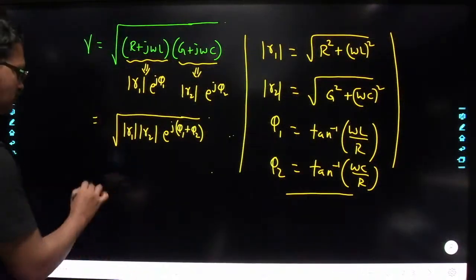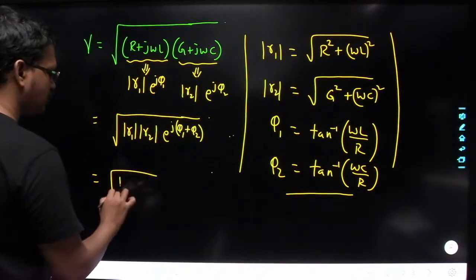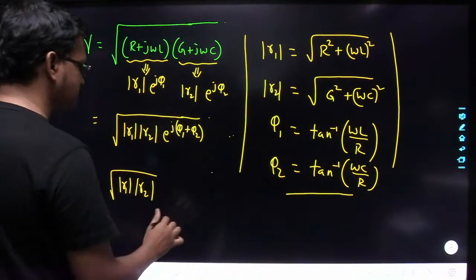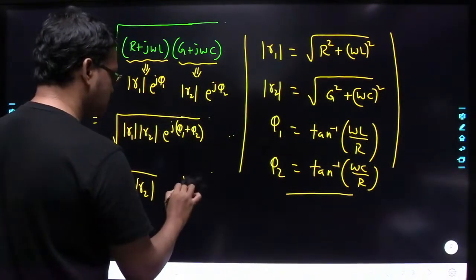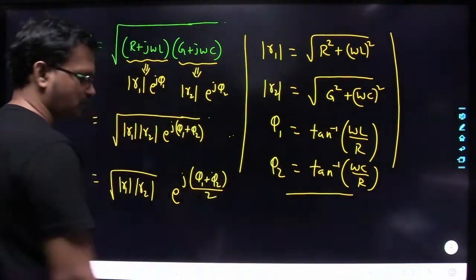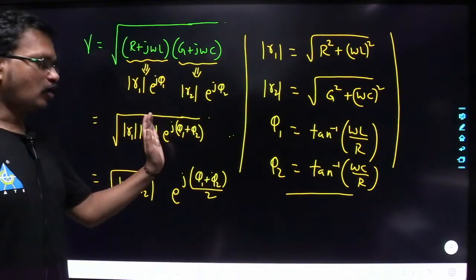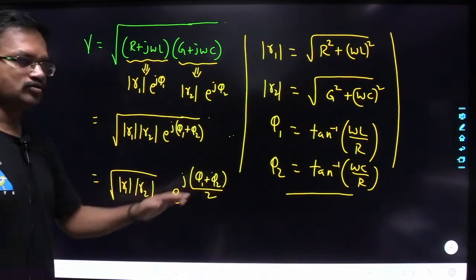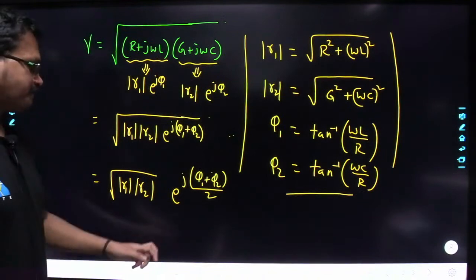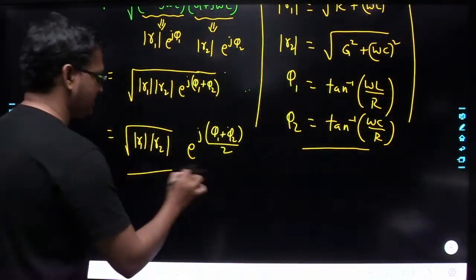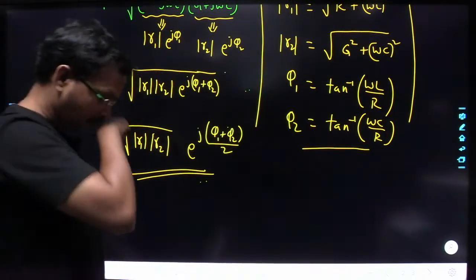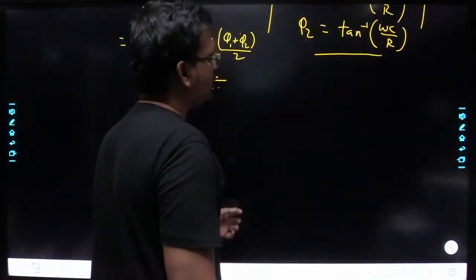Okay, so what you are going to get finally? Square root of magnitude R1 into magnitude R2. If you take the phase shift outside the root, then you can write it as e power j of (phi 1 plus phi 2) divided by 2. If you take the phase out of the root, then you have to divide with 2. I hope you know all these things here, right? This is how you can calculate. This is one method.